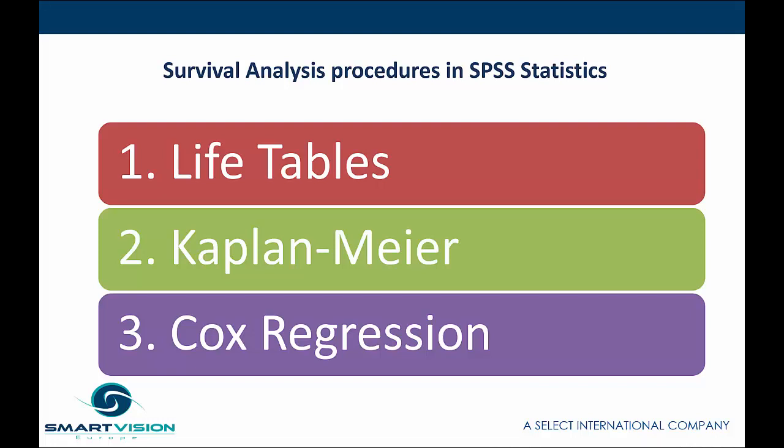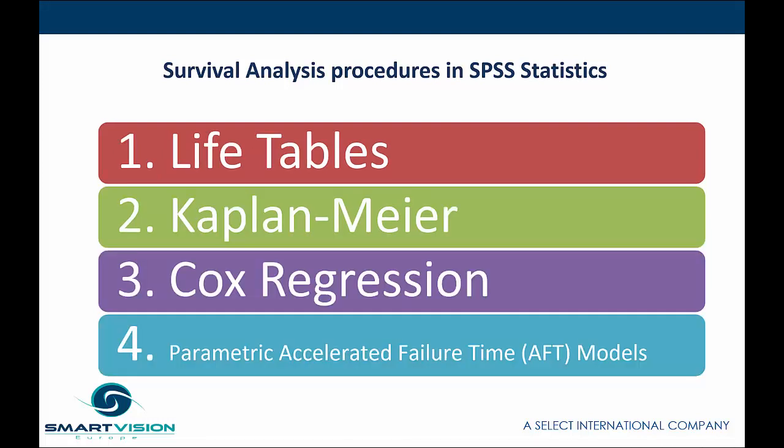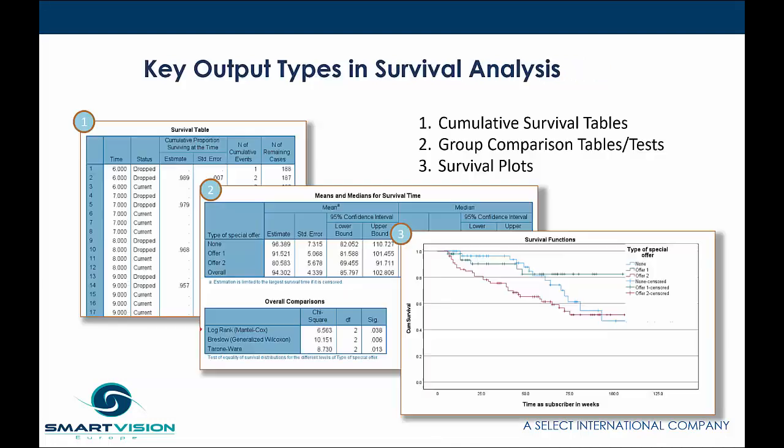There is in fact a fourth procedure. We won't be looking at it in this series of videos, but it's been recently introduced into SPSS. This is known as AFT models, or parametric accelerated failure time models. So it's quite a rich menu of different survival analysis procedures that one could work with within SPSS Statistics.